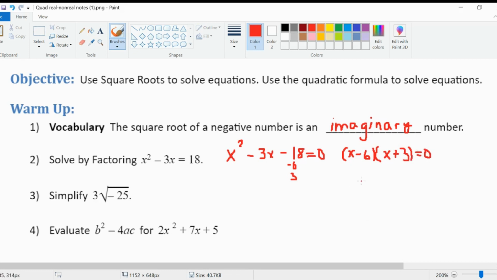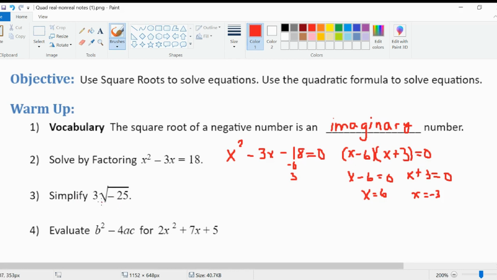From there, we're going to set each of those factors equal to 0, so x minus 6 could equal 0. And at the same time, x plus 3 could equal 0. And we do a little bit of solving. X could equal 6. X could equal negative 3. So there's our solving by factoring. So that's something that we practiced in the classroom and something that we've been practicing so far in our distance learning. Today, now we're going to learn some new methods to solve these quadratic equations.